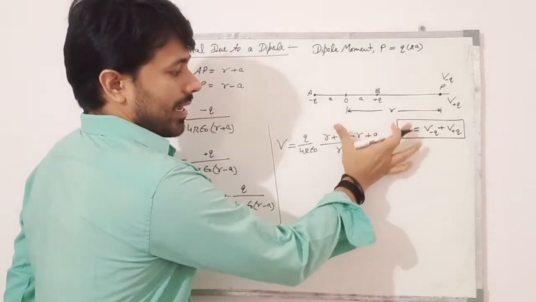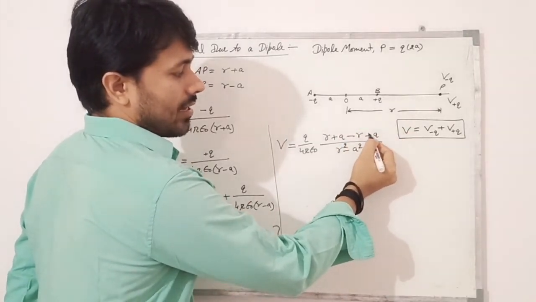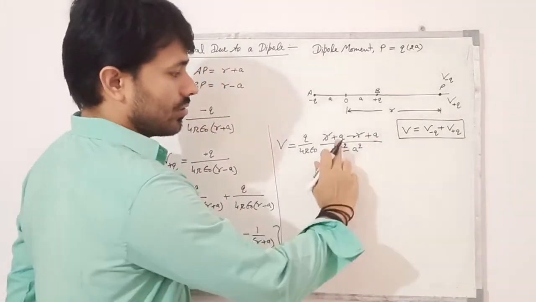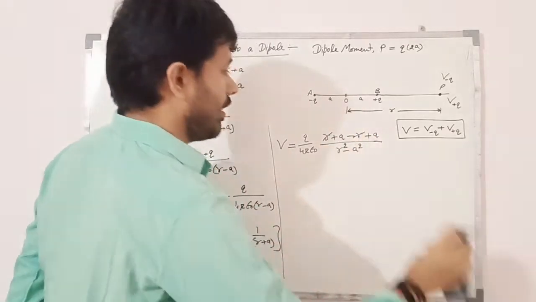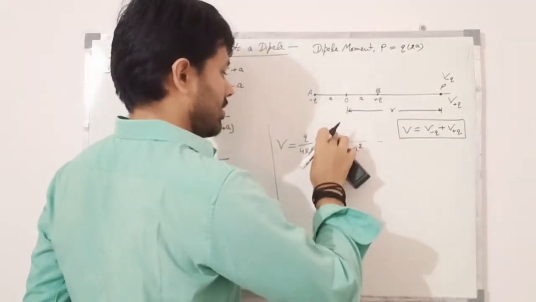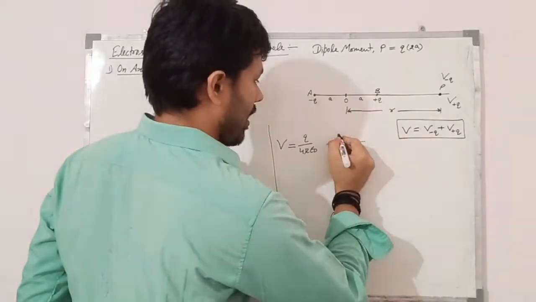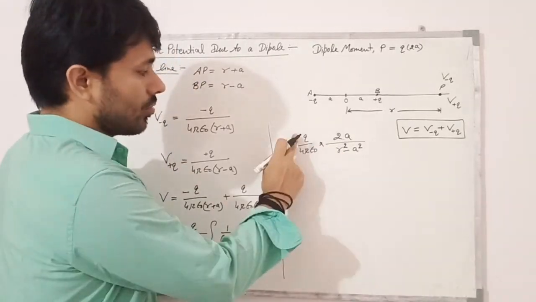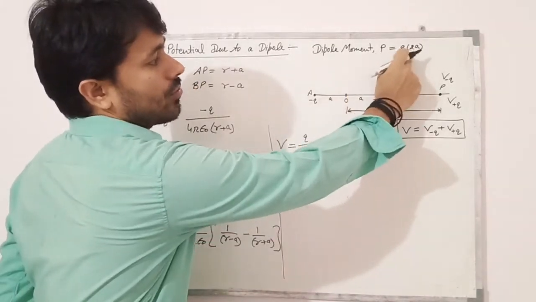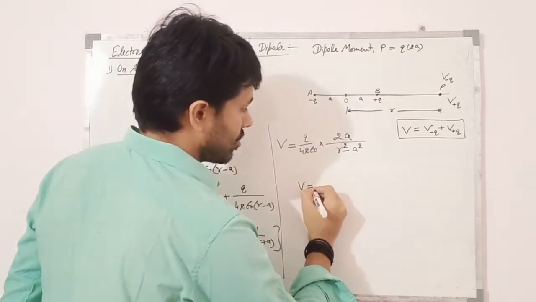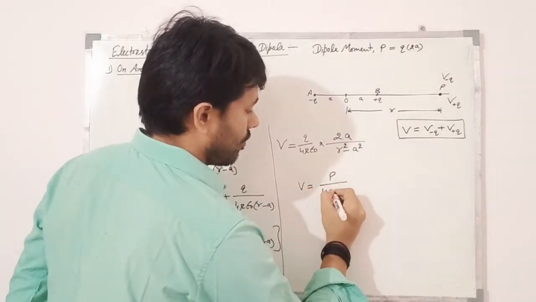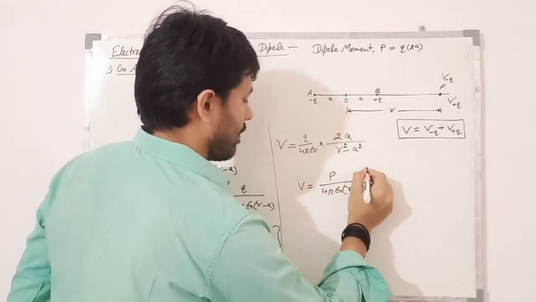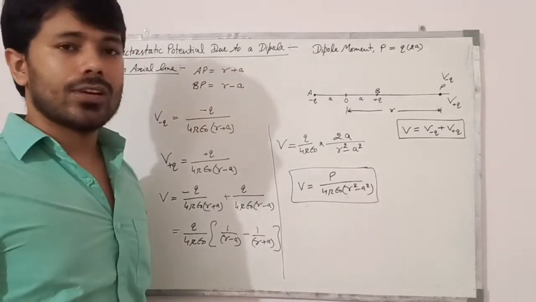Opening the bracket, R minus A becomes minus R plus A, so minus R plus R cancel out, and A plus A is 2A. So what remains is 2A. Then Q into 2A, we know, is the dipole moment. So the potential is P upon 4 pi epsilon naught (R square minus A square). This is our potential due to a dipole.